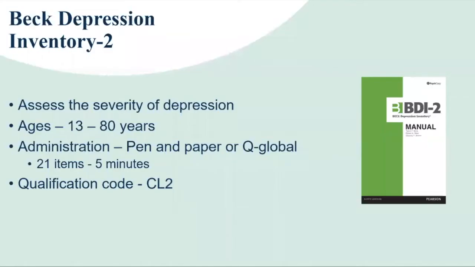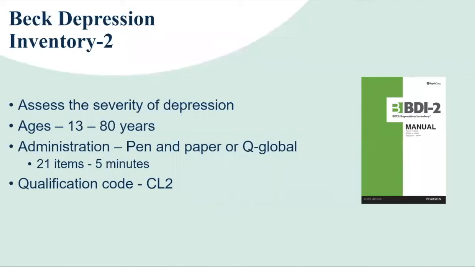So now on to the Beck Depression Inventory 2. The Beck Depression Inventory 2 is the world's most widely used instrument for detecting depression. It is used to measure the severity of depression in adults and adolescents aged 13 to 80 years old. It can be administered either in pen and paper format or administered and scored on our online platform, Q Global.